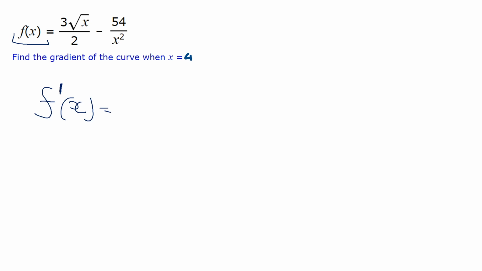And this is going to be, wait a second, Sammy, you have this in fractions. How on earth are we going to differentiate this? Well, first and foremost, let's put that in power form. We know that the square root of x is the same as x to the half. So let's write that. f of x is going to be 3 over 2 x to the half minus 54x to the minus 2. Okay, now we can differentiate.